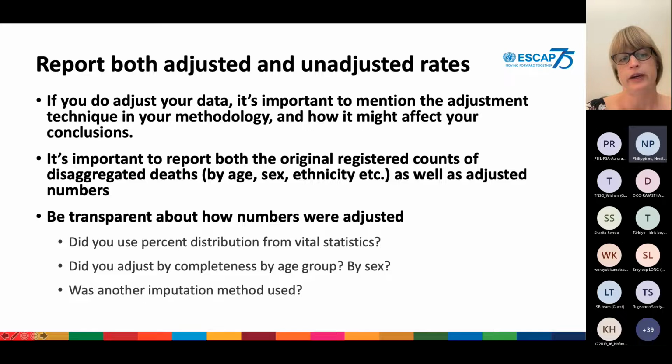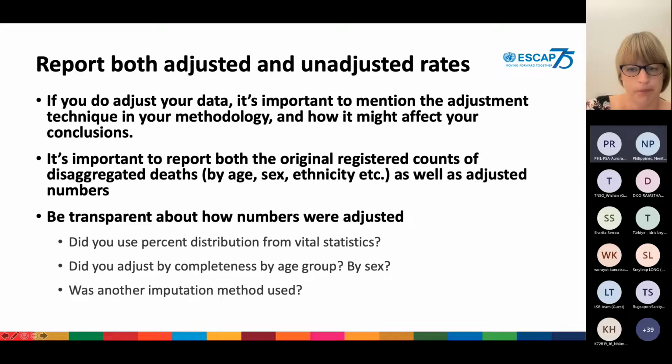So if you do any kind of adjustment, be it some cleaning, or there were some blank records and you made some assumptions, maybe you took the percent distribution of ages from last year's vital statistics and applied those to the unknown, or maybe you did some other kind of statistical imputation, whatever you did, it's important that you can report what you did, and also report the adjusted and unadjusted numbers in your report, even if it's in an annex, just so that people are aware of the methodology behind your final outcome.